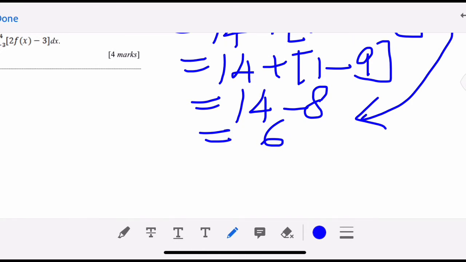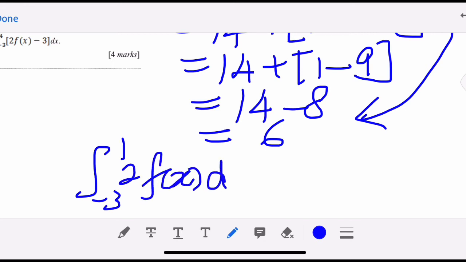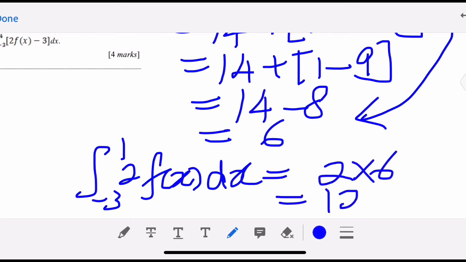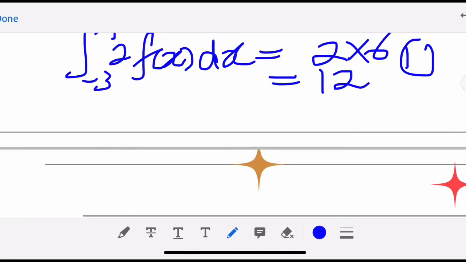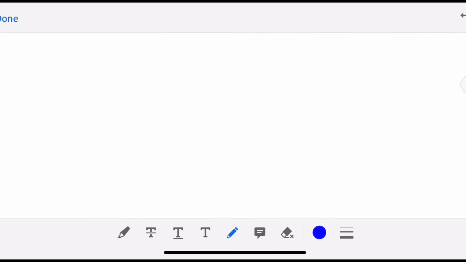Then if you times 2, because the question is asking integrate from -3 to 1 for 2 times of the fx dx, 2 times, so you have to take 2 times 6. So the answer is 12. So you get another 1 mark, alright?